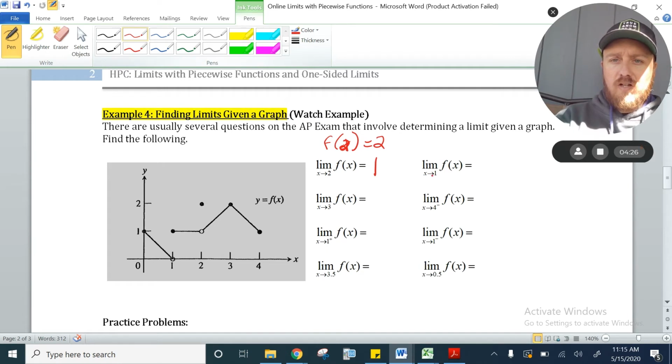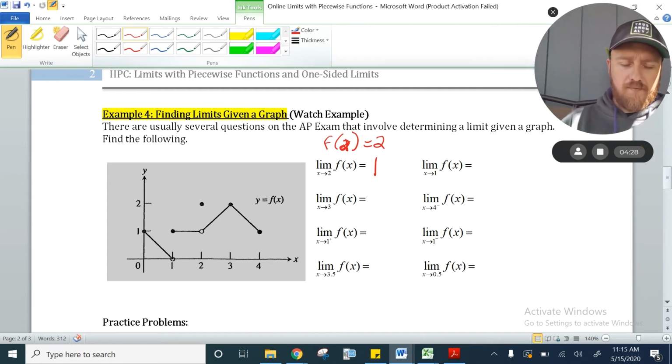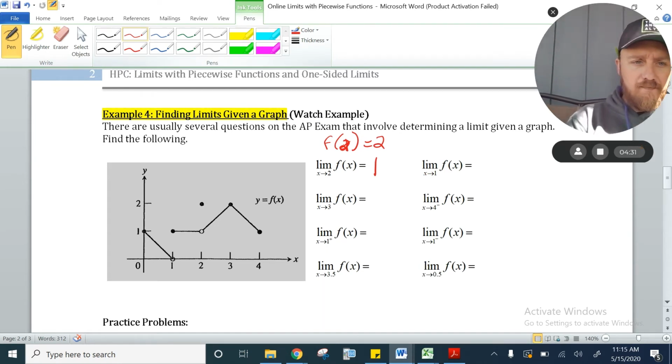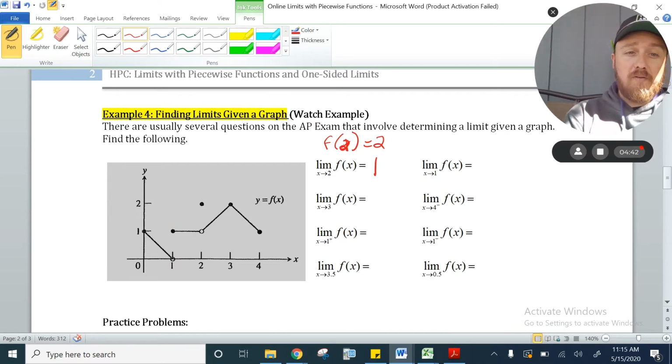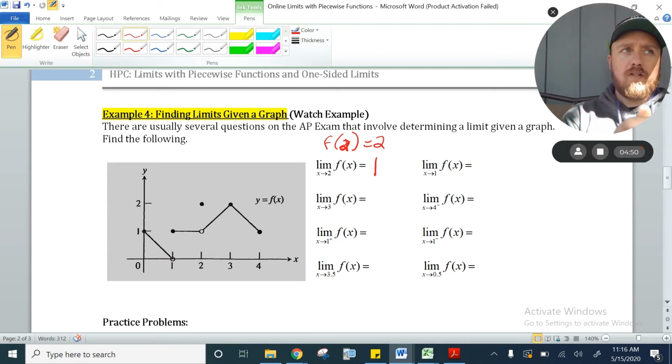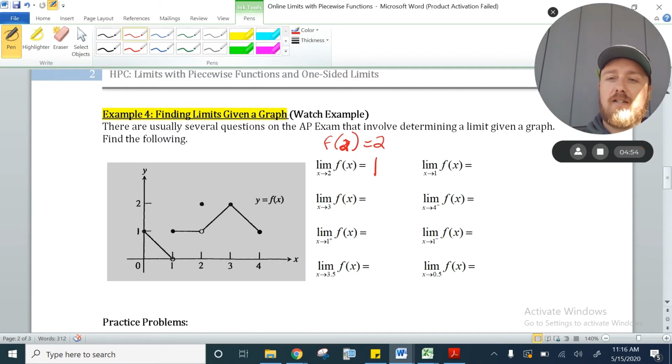The limit of the function as x approaches 1. Well, let's see. Here's x equals 1. And the problem is, at exactly 1, it equals 1, because there's our circled dot. The problem, though, is as I approach 1 from the left, it looks like 0. If I approach it from the right, it equals 1. When those one-sided limits are not equal, we say that the limit does not exist.